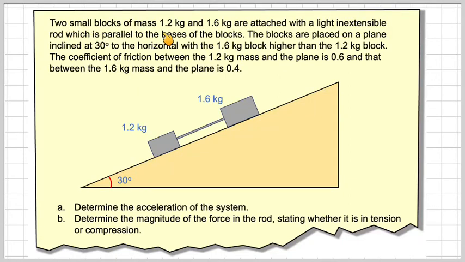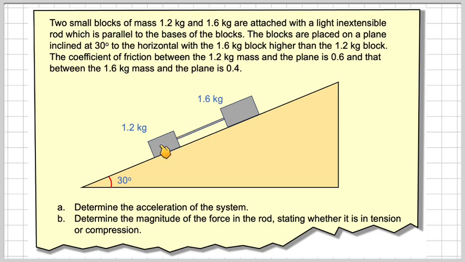It says two small blocks of mass 1.6 and 1.8 are attached with a light inextensible rod which is parallel to the base of the blocks. The blocks are placed on the plane inclined at 30 degrees to the horizontal, with the 1.6 kilogram block higher than the 1.2 kilogram block. The coefficient of friction between the 1.2 kilogram mass and the plane is 0.6, and between the 1.6 kilogram mass and the plane is 0.4. We're asked to determine the acceleration of the system and determine the magnitude of the force in the rod, stating whether it's in tension or compression.